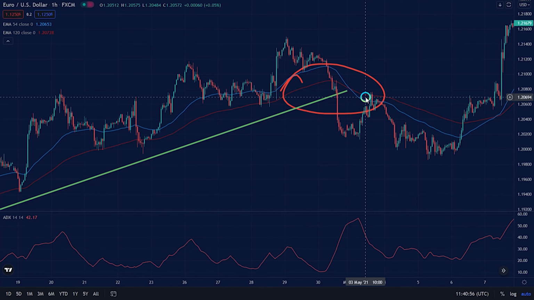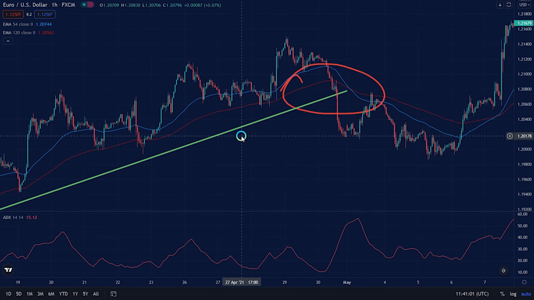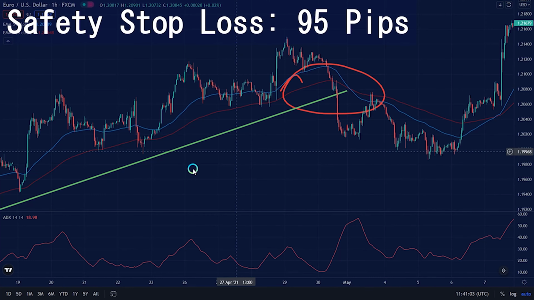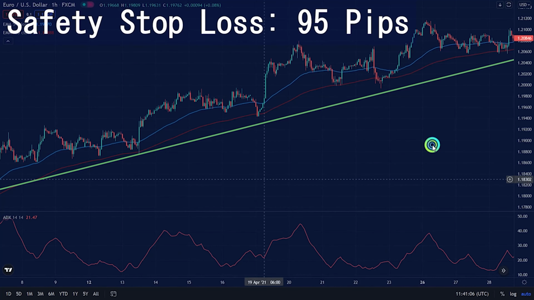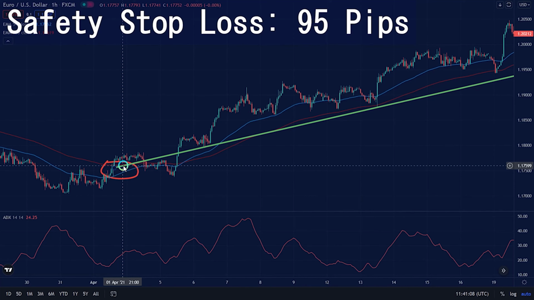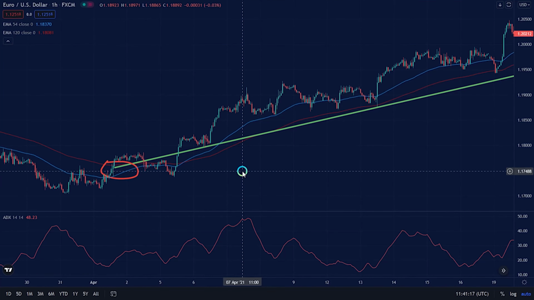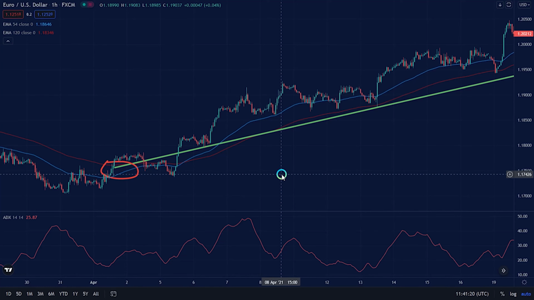Now we have a safety stop loss that is 95 pips. So when you actually enter the trade, you should create a safety stop loss and the X minutes parameter condition. And these are really important rules that you have to follow if you want to be profitable with this strategy. And I recommend that you use a safety stop loss and X minutes parameter in every strategy you use.